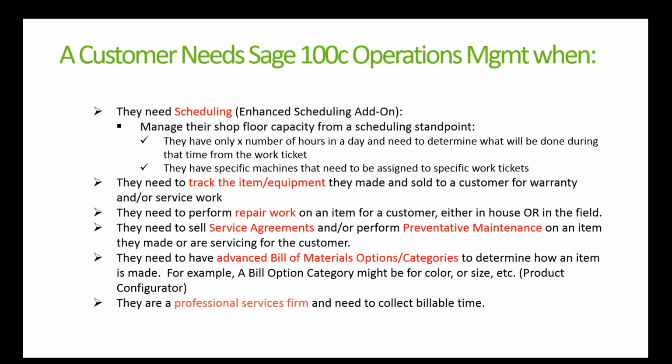So again, kind of the reverse of what we've talked about, a customer needs operations management when they want to do scheduling. They're trying to manage their shop floor capacity, whether that's a specific number of machines, employee capacity, whatever it is. That's what enhanced scheduling does. Tracking that item or equipment after the fact so they can track the warranty or service work on it is something operations management does out of the box. You don't need any add-ons. It's just part of the base product.